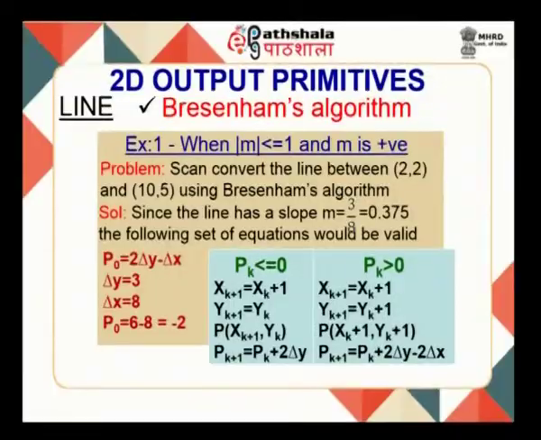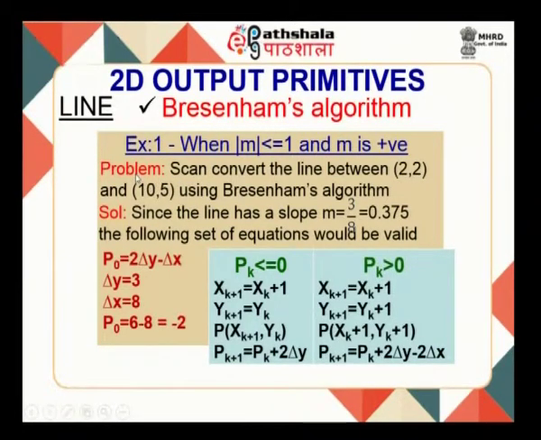So, let us take an example problem to understand in depth how Bresenham's line drawing algorithm works and is more superior to the DDA line drawing procedure. If you recollect the discussion, for lines with m less than 1, that is slope less than 1, and m positive, we will be sampling the line along the x axis at unit intervals.